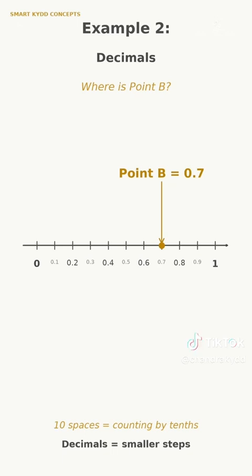Let's find point B. Start at 0. Count 7 tick marks to the right: 0.1, 0.2, 0.3, 0.4, 0.5, 0.6, 0.7. Point B sits right at 0.7. Whenever you see 10 spaces between whole numbers, just think of counting by dimes.